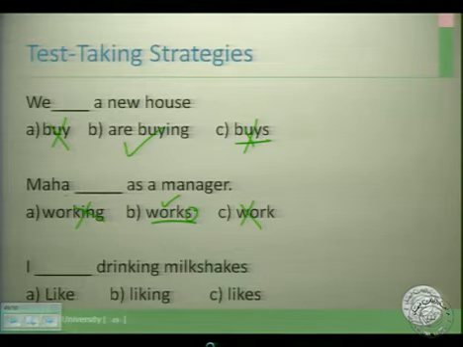I drinking milkshakes. I liking. Well, this sentence is about what? It's about a habit, something that you like or you don't like. So liking something is a habit. So it is not ing. It is not likes, because we do not use the s with I. We use I like. I like is the correct answer.